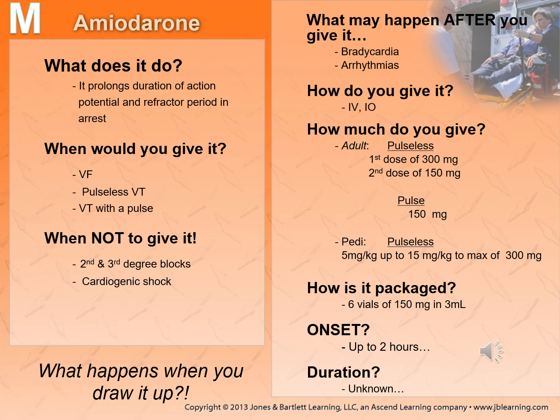After you give it, they could start to throw different types of arrhythmias or go into a bradycardic rhythm. We give it IV or IO. So there are 2 different doses. If they're pulseless, so during arrest, we do 300 milligrams the first time, then a round of epi, and then 150 milligrams IV, followed by a round of epi. If they have a pulse, we simply just give them 150 milligrams. It's packaged in 6 vials of 150 mLs.